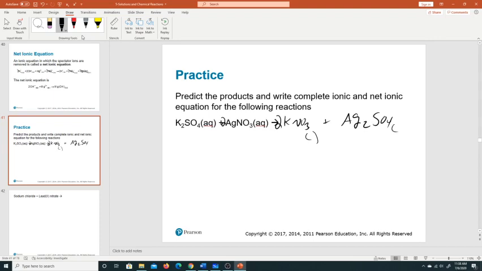Now we have to figure out which of these is water soluble. I have an earlier slide that shows the solubility rules, which you need to have memorized. All alkali metal salts are water soluble, as well as all nitrates. So I know potassium nitrate has to be aq. Silver salts are commonly not water soluble, and neither are sulfate salts, so silver sulfate is going to be my solid. Now we have what's aqueous and what's solid, and my equation is all balanced. This is called the molecular equation.